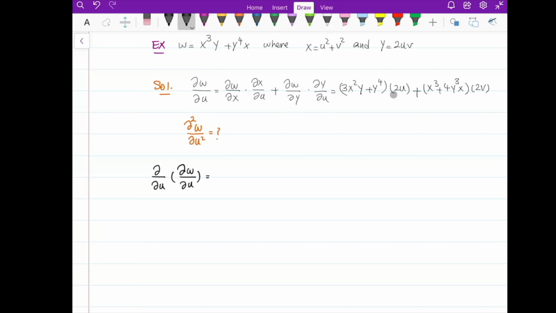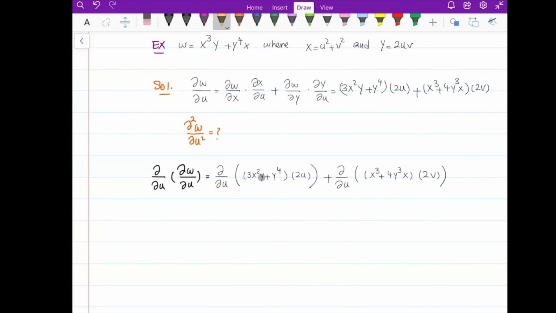So I look at the partial derivative of w with respect to u, and I start taking the derivatives of that. I have derivative with respect to u of 3x squared y plus y to the fourth times 2u, plus partial with respect to u of x cubed plus 4y cubed x times 2v. Okay, now let's look at this function. This is the function of u.